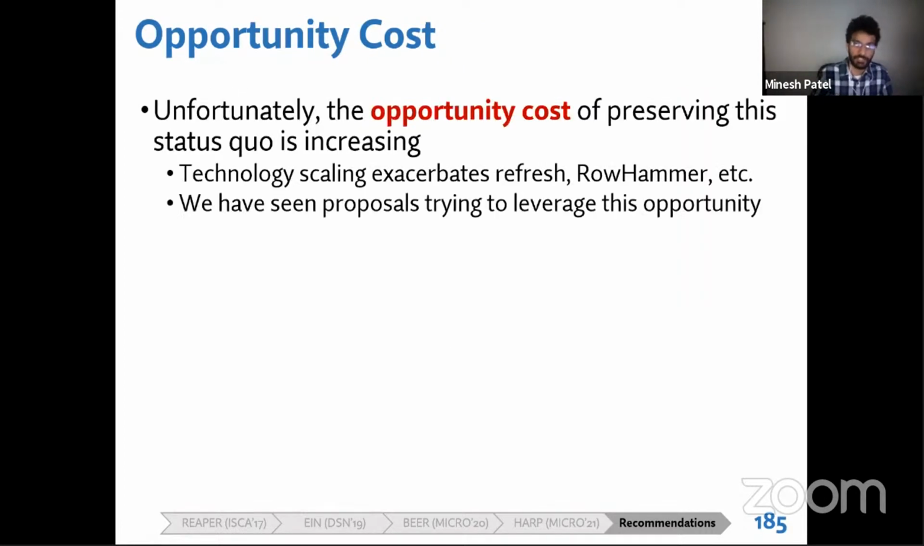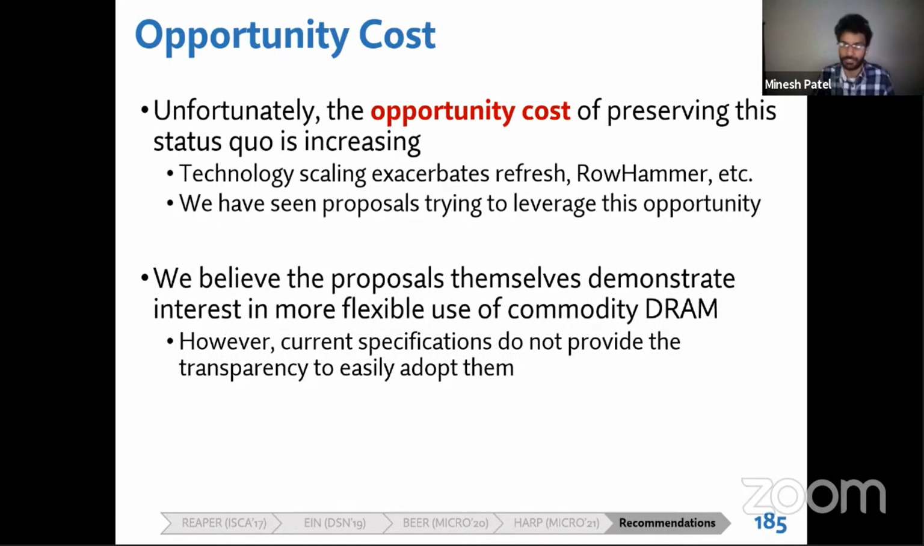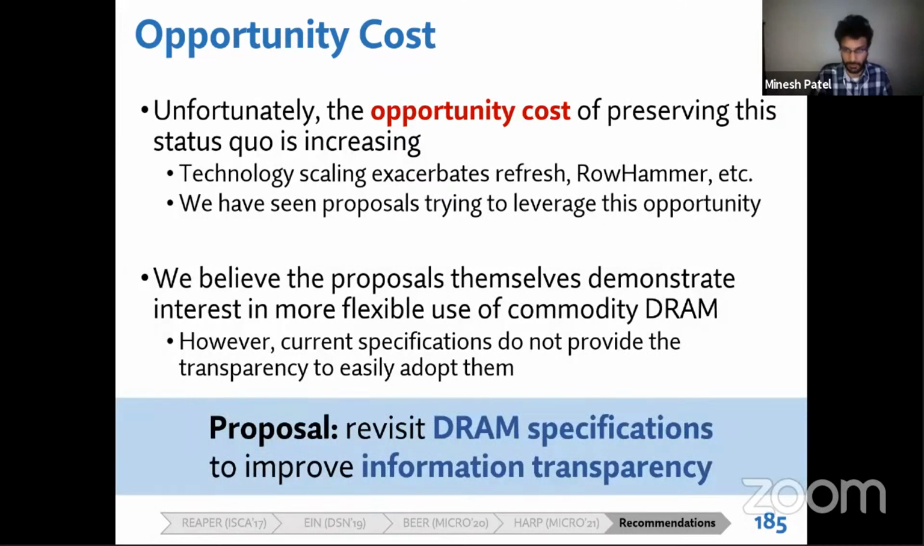Unfortunately, we observe that the opportunity cost of maintaining this status quo is increasing. And this is because technology scaling exacerbates problems like rowhammer, refresh, and access latency. And we have seen many proposals that try to leverage this opportunity to improve system-level metrics. Now, we believe that the very existence of these proposals to improve upon commodity DRAM operating points indicates interest in having more flexible commodity DRAM. However, current DRAM specifications do not provide the transparency and therefore the opportunity to easily adopt them. Therefore, we propose to revisit DRAM specifications to improve information transparency.